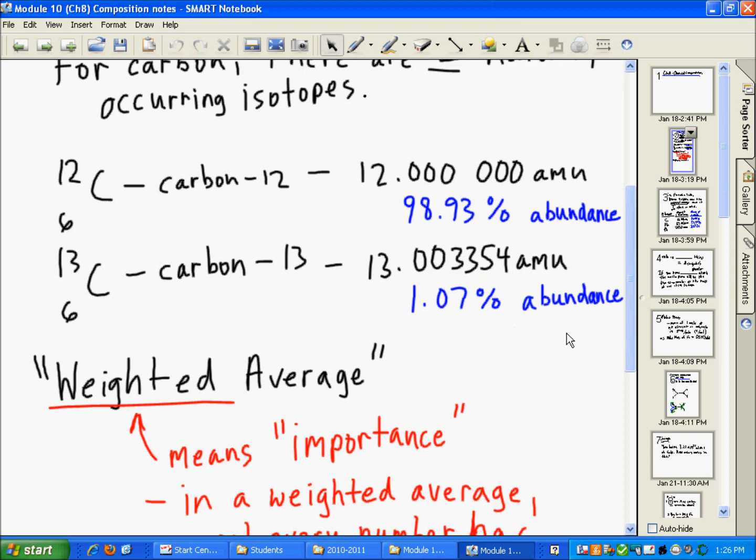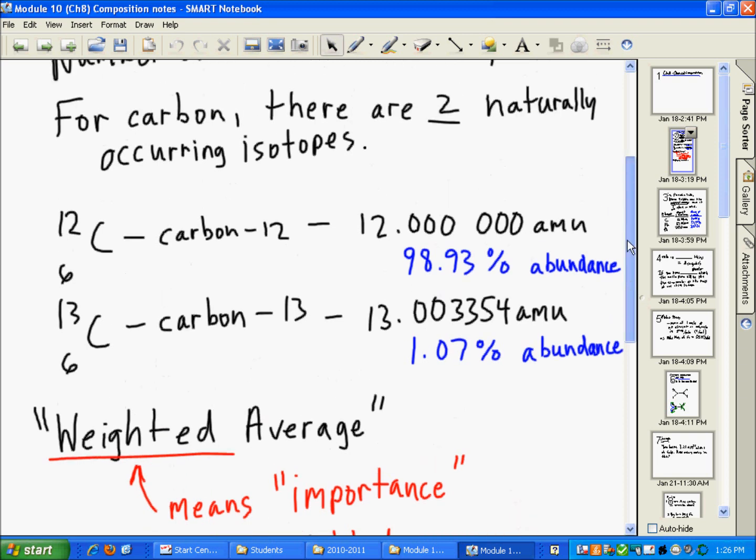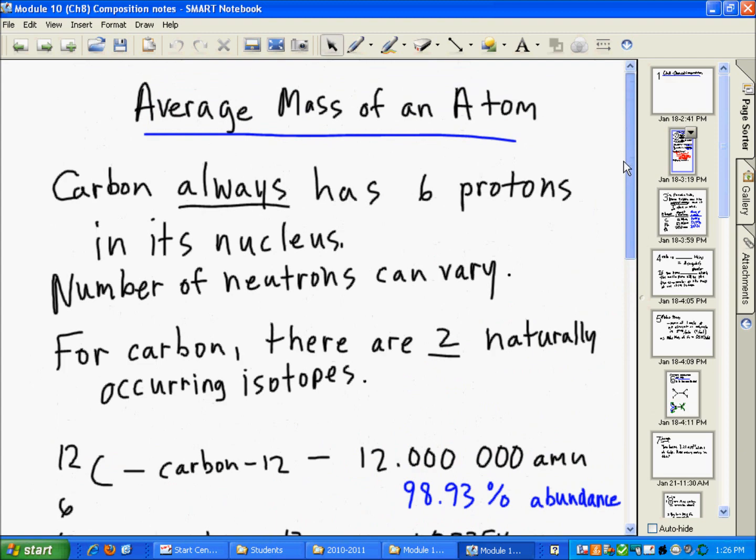So any one particular atom is going to be either carbon-13 or carbon-12. But we need to know what the average is, because if you grab a whole bunch of atoms, you're going to have carbon-12 and carbon-13 mixed together. We need to calculate an average so we know what the average weight of a particular carbon atom is, so that we can use it to count atoms.